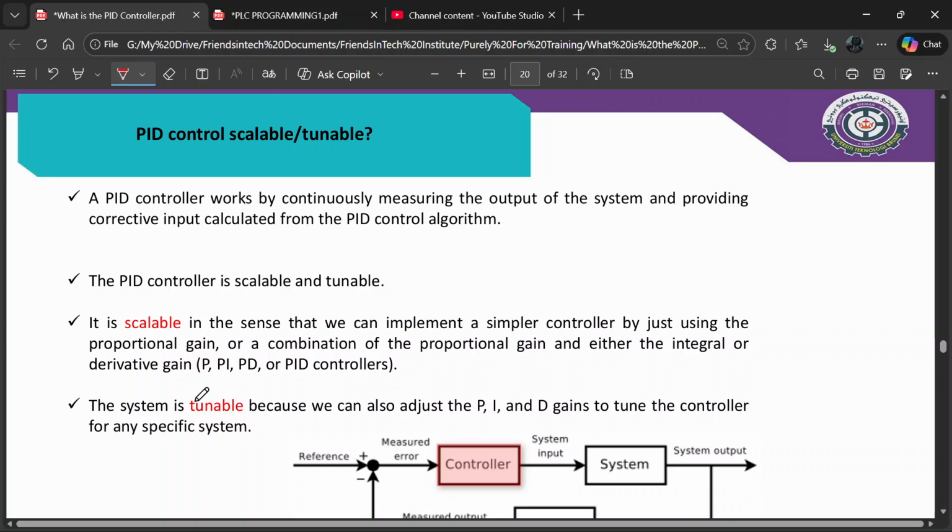Tunable, we say that the process of adjusting proportional gain, integral gain and derivative gain is what is called PID tuning. So PID tuning is done after observing your system. You're trying to reduce overshoots, you're trying to reduce settling time, and you're trying to minimize steady state error. So those are three reasons for doing PID tuning.